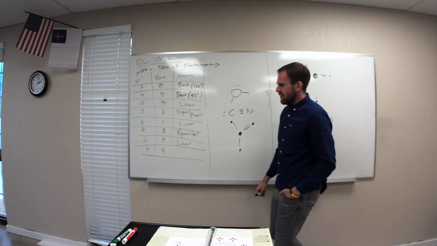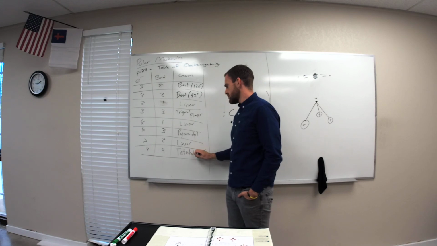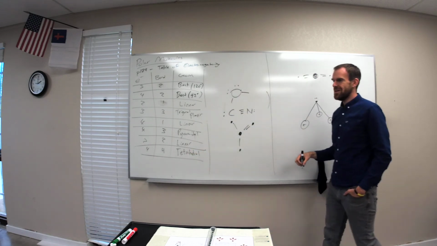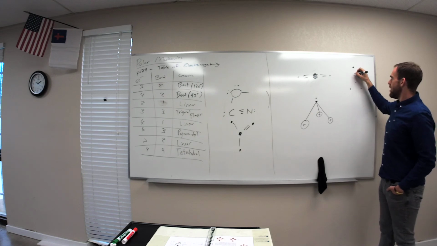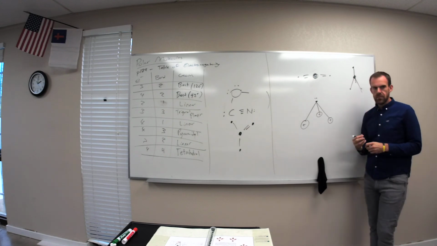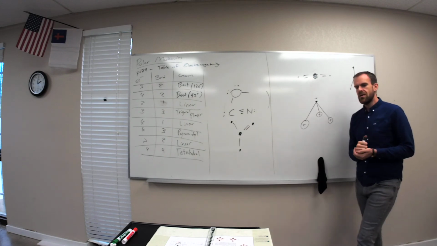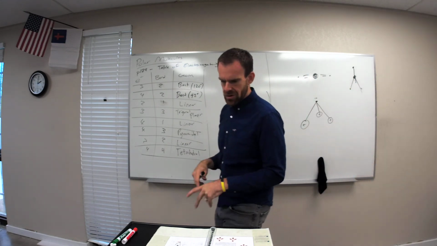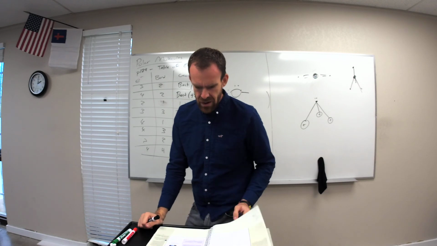Okay. Finally, 4 and 4 is the tetrahedral. Tetrahedral. So you have 1 on top, you have 3 on bottom, and then you have your central atom. Okay, so that's our table. We'll talk about which ones can be polar and which ones will never be polar after this short commercial break.